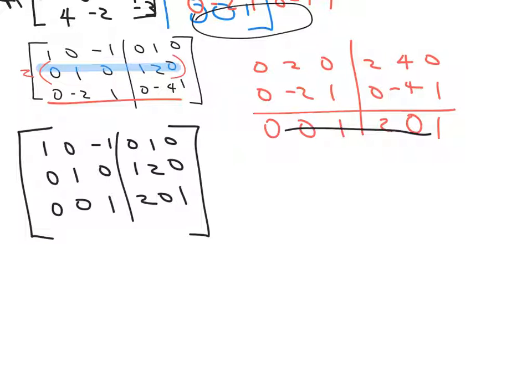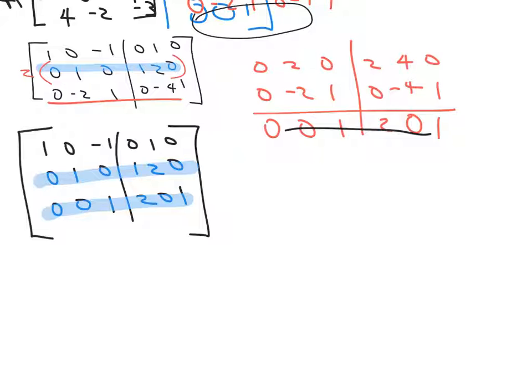Okay, now I have my second row locked and my third row locked. Now all I have to do is work on my first row and I'm done. And what do I need? I need this to be a 0. So if I just add my third row to this row, that will take care of that.